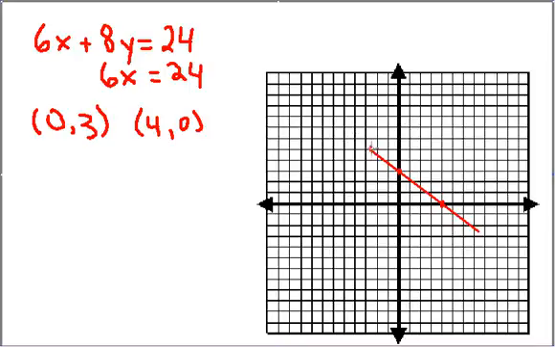And once again, I'm not going to write the arrows on it here, but it's understood that this line does go on forever. It doesn't stop here. It goes on forever beyond the scope of what the graph even shows here. Let's take a look at another example.